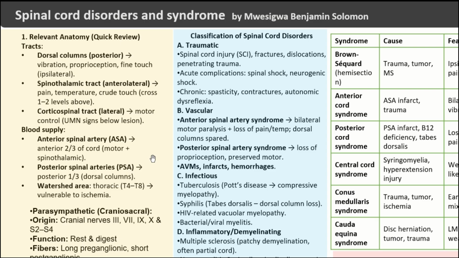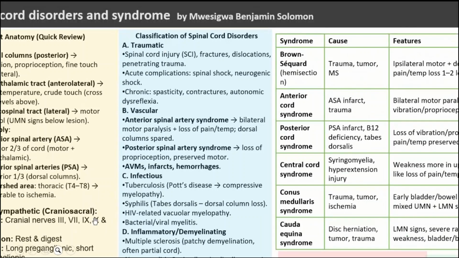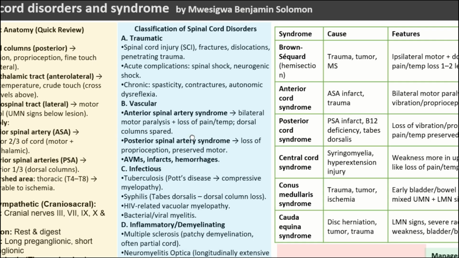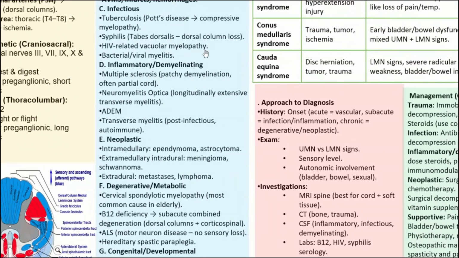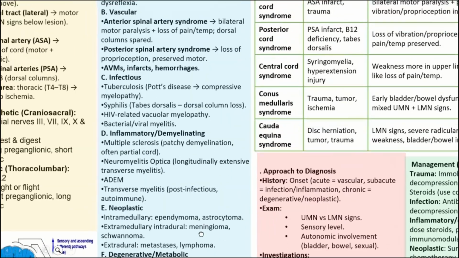So now that we have understood those basic things, we're going to look at some of the ways we can approach spinal cord disorders by classifying them. We have the traumatic, the vascular, the infectious, inflammatory, neoplastic, degenerative, and congenital disorders of the spinal cord. This is talking about a few of them, but these are going to be the most important for you to know.